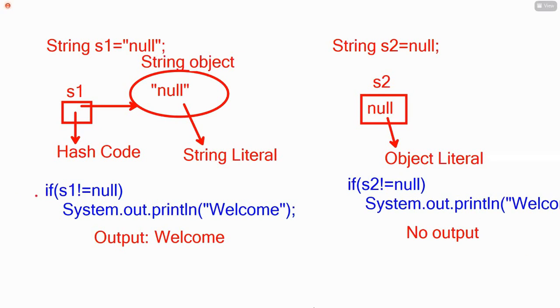Is it completed? Here, what does S1 contain? Hash code. Hash code not equal to null, true or false? That is the reason for Welcome. Here, what does S2 contain? Null not equal to null. That's why no output. Okay, is it over? So S1 contains a hash code, hash code not equal to null, true, welcome is printed. Here S2 contains null, null not equal to null, false. That's why no output.